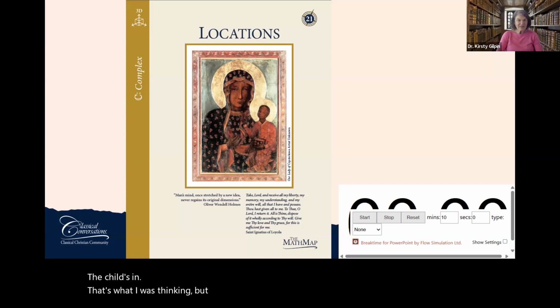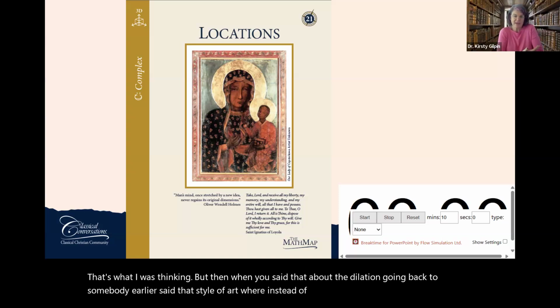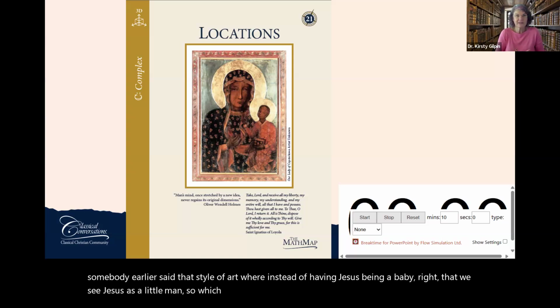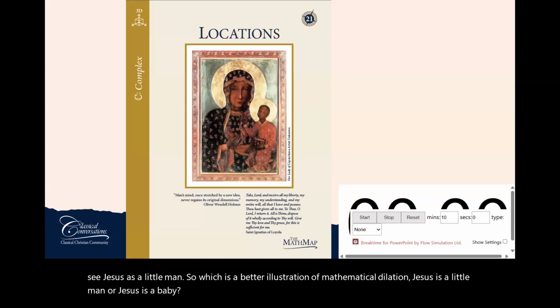But then when you said that about the dilation, going back to somebody earlier who said that style of art where instead of having Jesus being a baby, we see Jesus as a little man. So which is a better illustration of mathematical dilation? Jesus is a little man or Jesus is a baby? A little man.